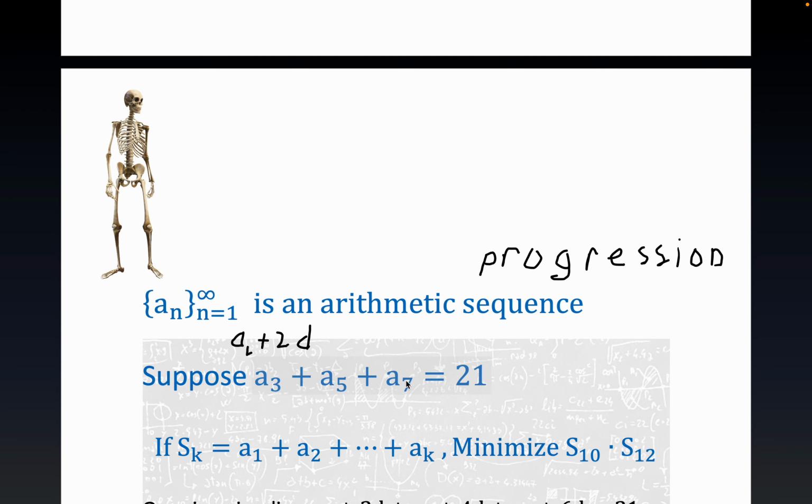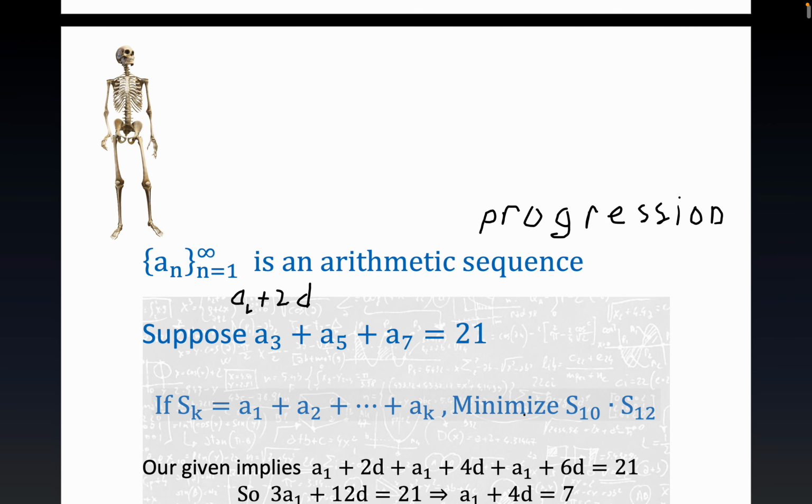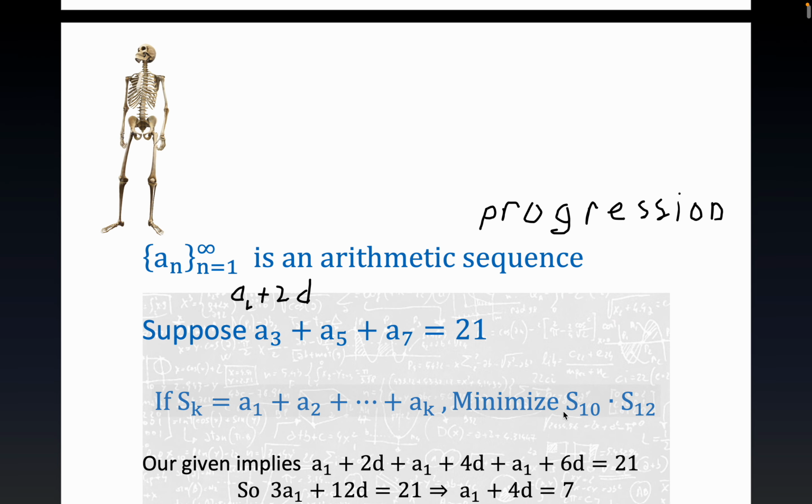Now, what we're trying to do is minimize this product, S10 times S12. Again, it's sort of a contrived problem, but some of the math and the arithmetic works out kind of nicely here. So we're trying to minimize this product of the 10th sum and the 12th sum: the sum of the first 10 terms times the sum of the first 12 terms. We want to minimize that.